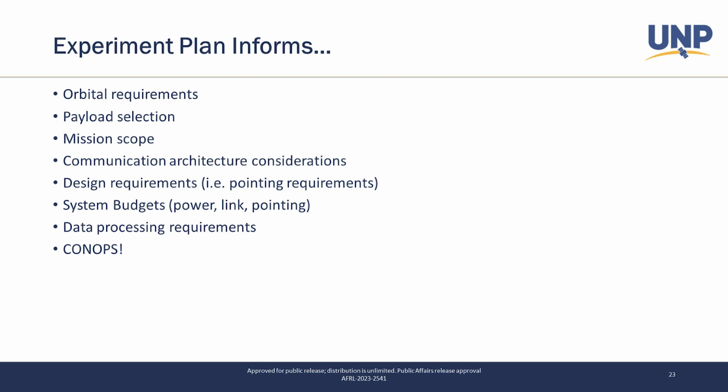Well, we've kind of talked about this throughout, but this informs things like orbital requirements, payload selection, overall hardware selection, your system budgets, all those things. But really, you're starting to overlay that with the ConOps. And we'll talk about that next. But having a clear idea of what you're trying to do in the experiment plan makes the ConOps a lot easier. And so you're going to have a feedback loop between those pieces. But this is a good place to start because this is what your stakeholders are ultimately going to care about.